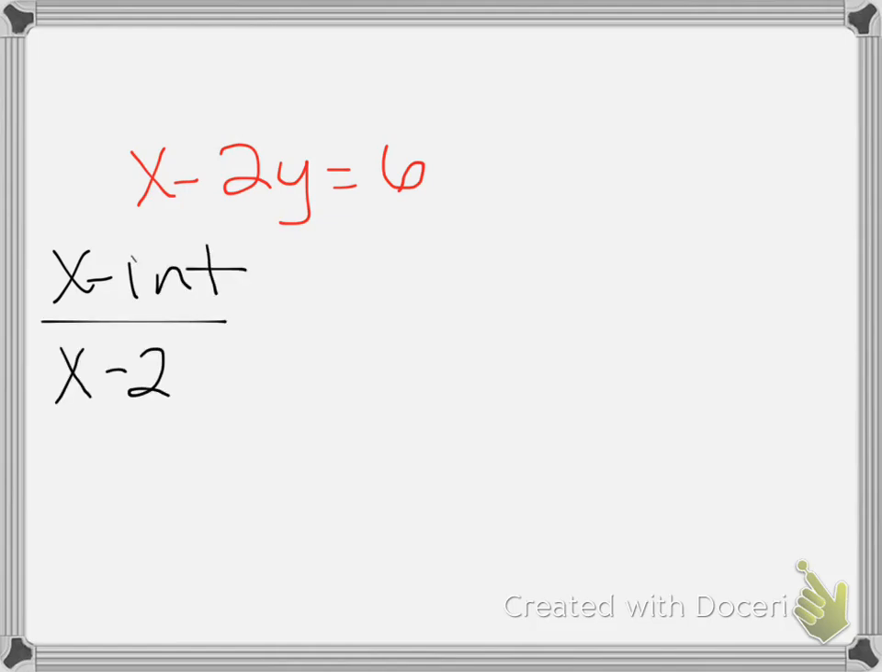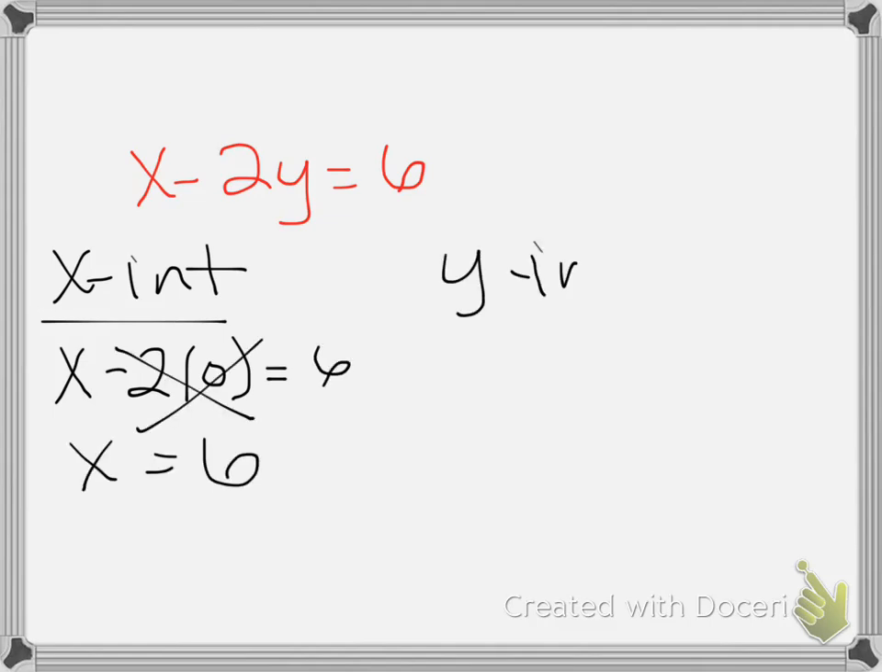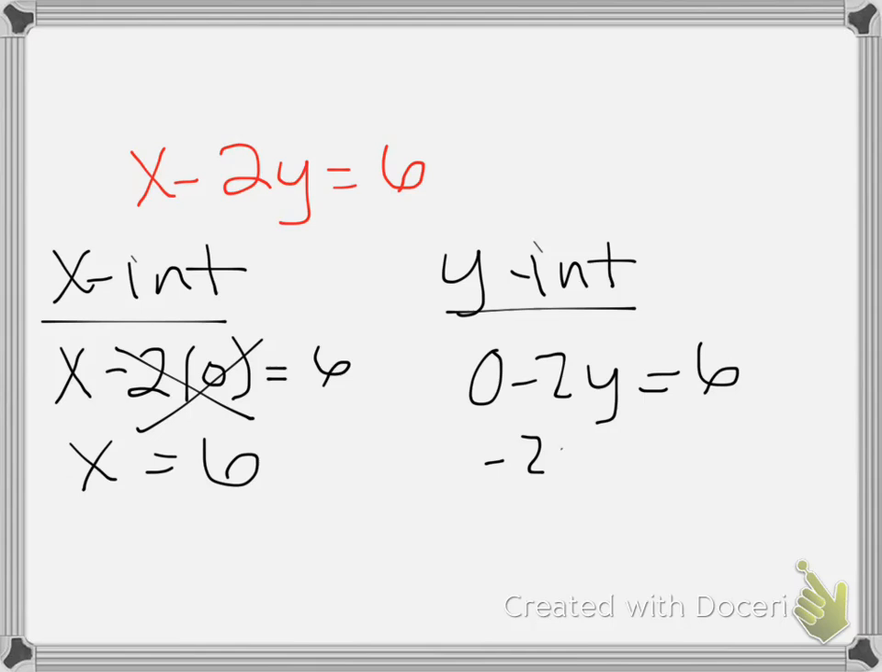Again, if I'm trying to find my x-intercept, I plug 0 in for y because I need my x to stay. So my x is going to be 6 because that will go away. To find my y-intercept, I need to get rid of my x, so I'll plug 0 in for x, so I get -2y equals 6 divided by -2. So my y-intercept is at -3.